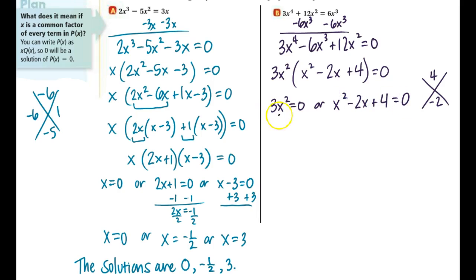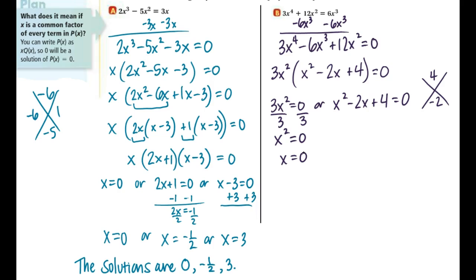The first factor is pretty easy to solve for because we can just divide by 3 and we still get x squared equals 0. Because both equations have 0 as a solution, the solution has a multiplicity of 2, which we talked about in a previous video.